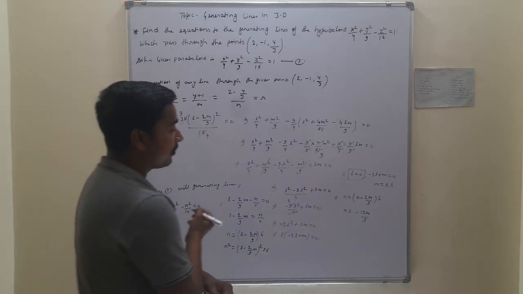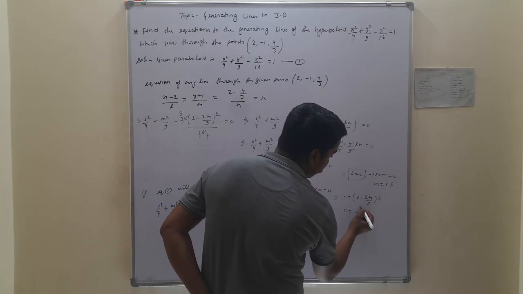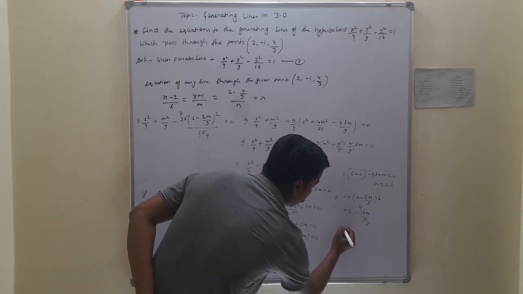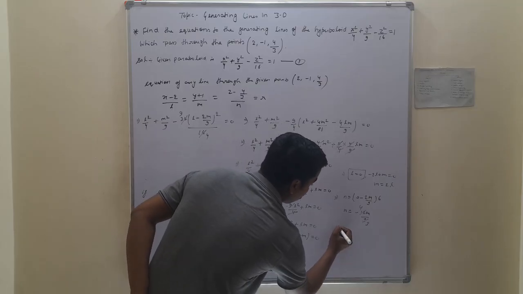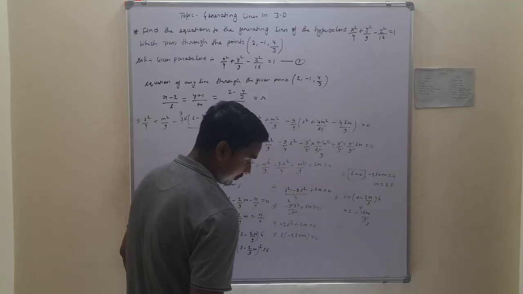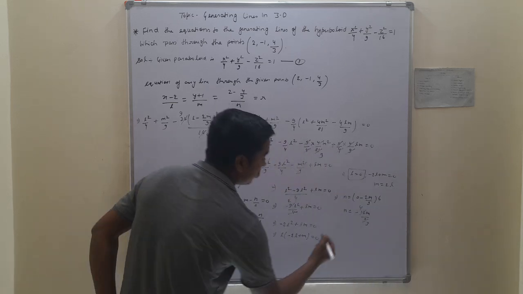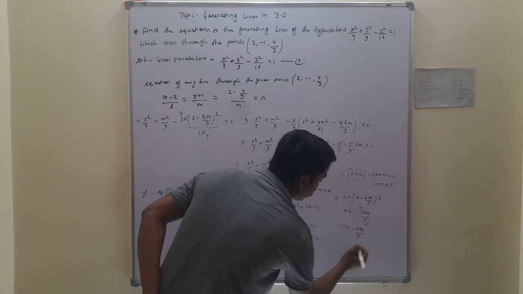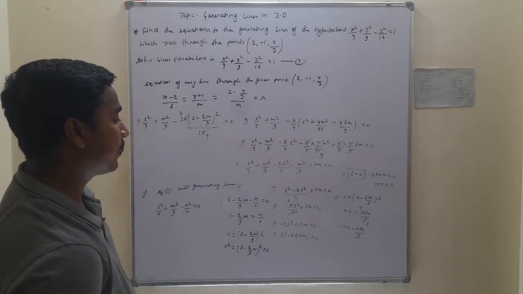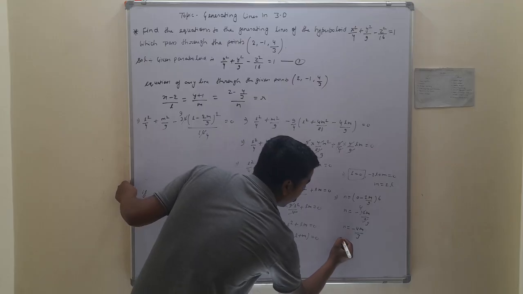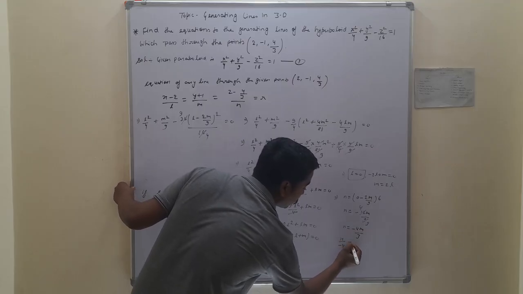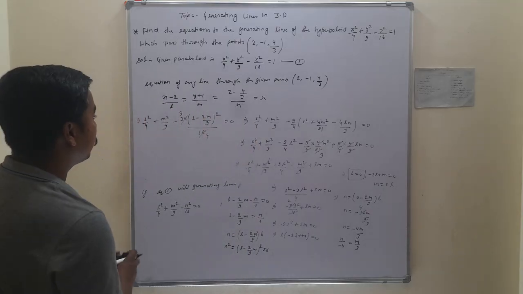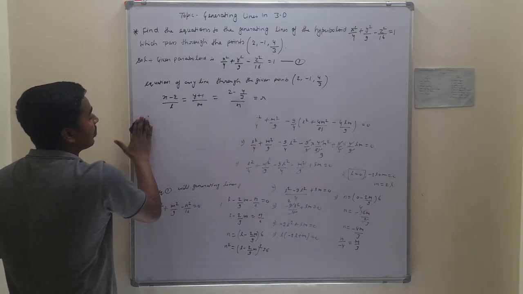And from here we cancel out the terms: 3 fours are 12 and 3 threes are 9. We get N is equal to minus 4M upon 3, and from here we can also write N upon minus 4 is equal to M upon 3, and we write this in the first equation.